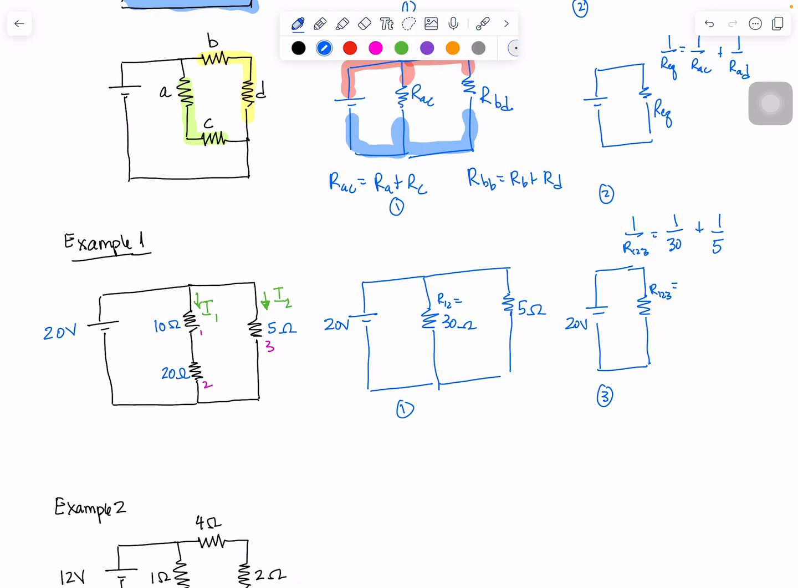So the way that I would put this into my calculator is I would say that R123 is equal to, I'm going to do a parentheses for this one. I'm going to do 30, the inverse button, and then plus 5, inverse button, close the parentheses, and then do the inverse button again. And that should give me the correct number.